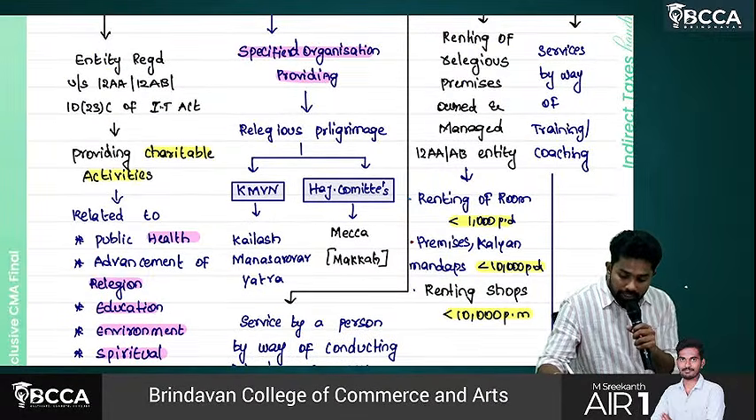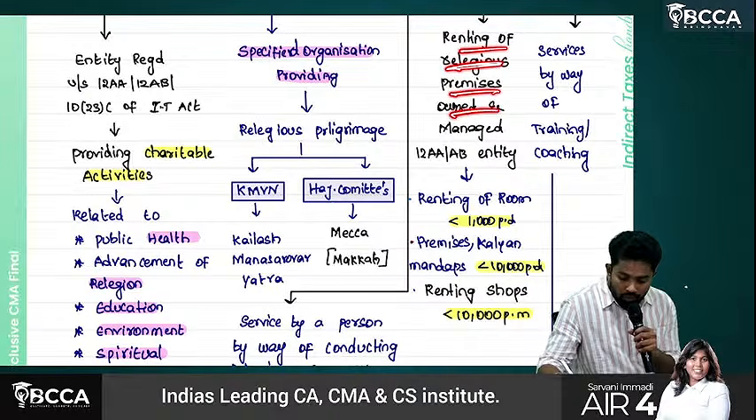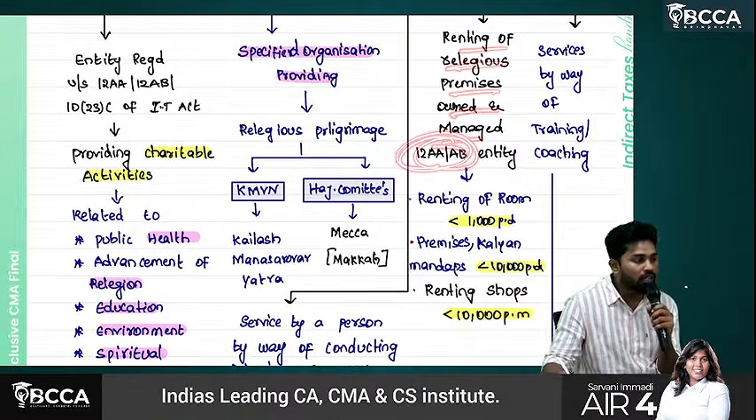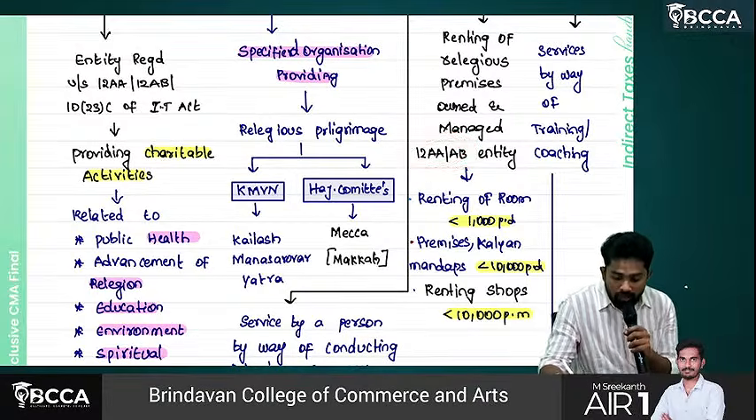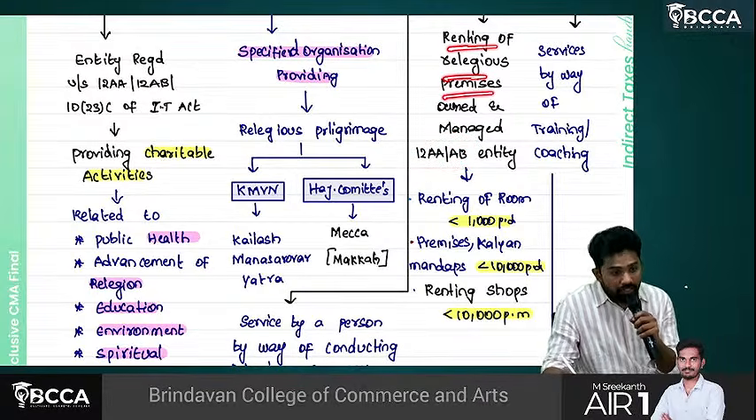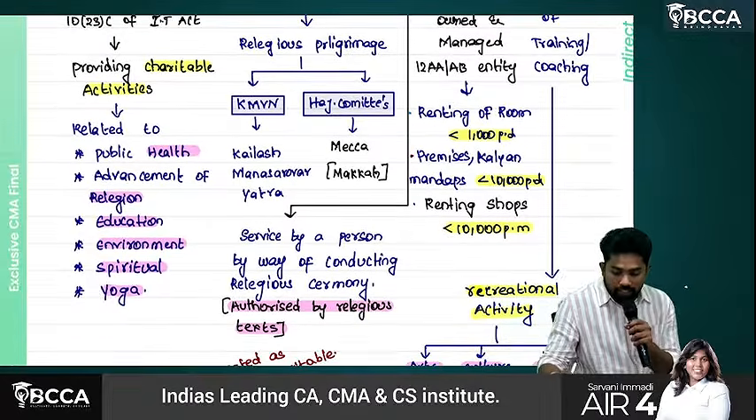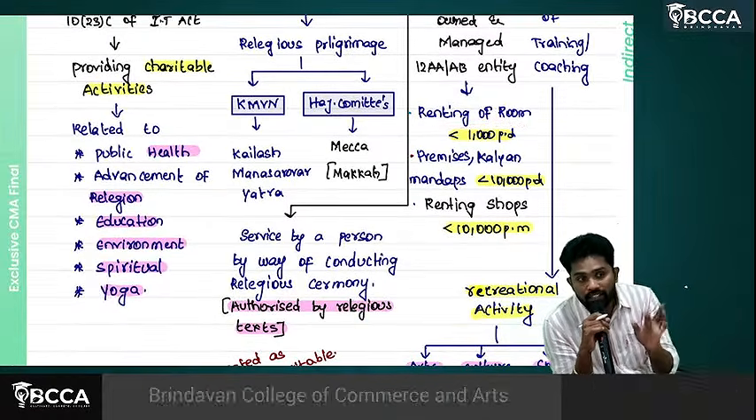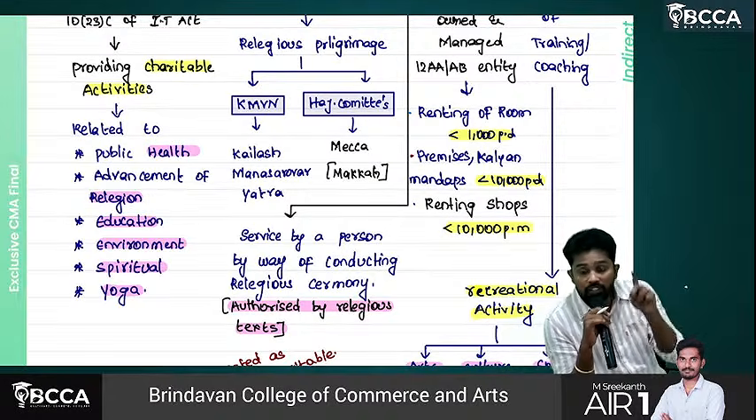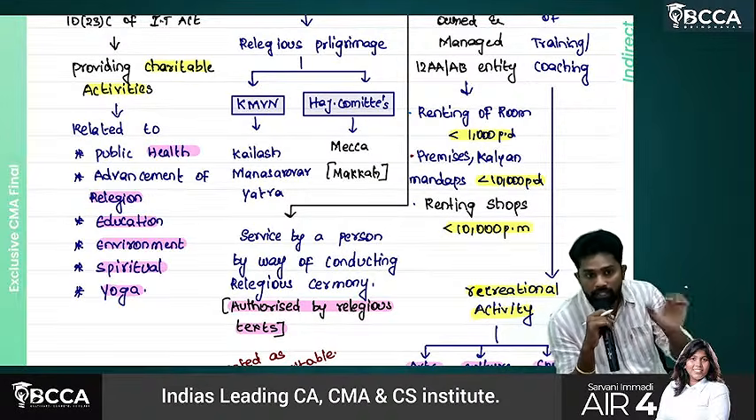Then renting of religious premises owned and managed by a 12AA or 12AB entity. They are renting rooms for stay. If the rent is less than 1,000 per day, exempted. If it is equal to or more than 1,000 per day, taxable.